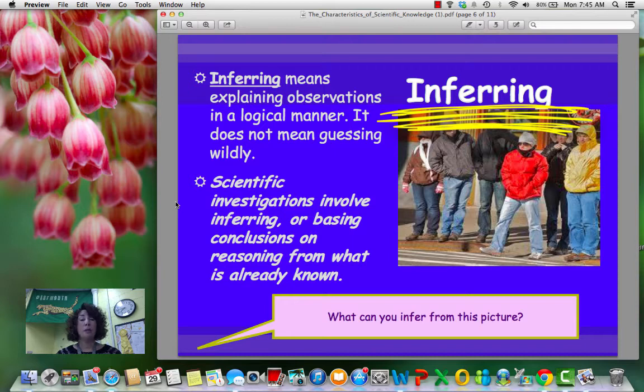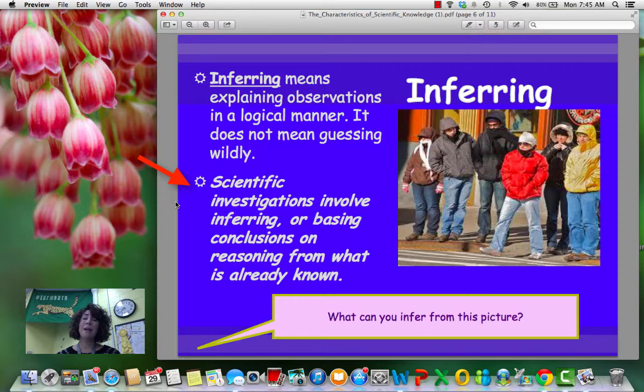We can also make inferences, and that means explaining observations. But again, it's got to be in a logical manner. So we're going to draw conclusions based on what we already know. And so if you take a look at the picture, what can you infer from this picture? Hopefully it's that it's probably cold out.